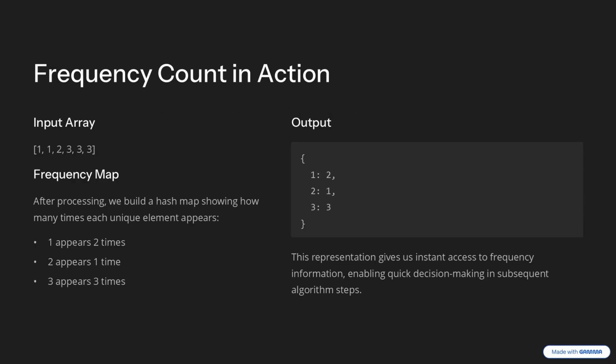Let's look at an example. Given the array 1, 1, 2, 3, 3, 3, the frequency map becomes 1 maps to 2, 2 maps to 1, 3 maps to 3. Now questions like most frequent element, duplicates, or unique elements become trivial.